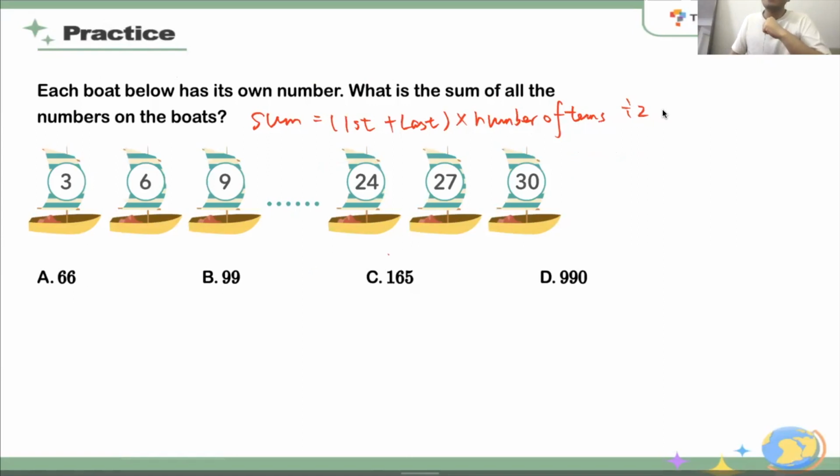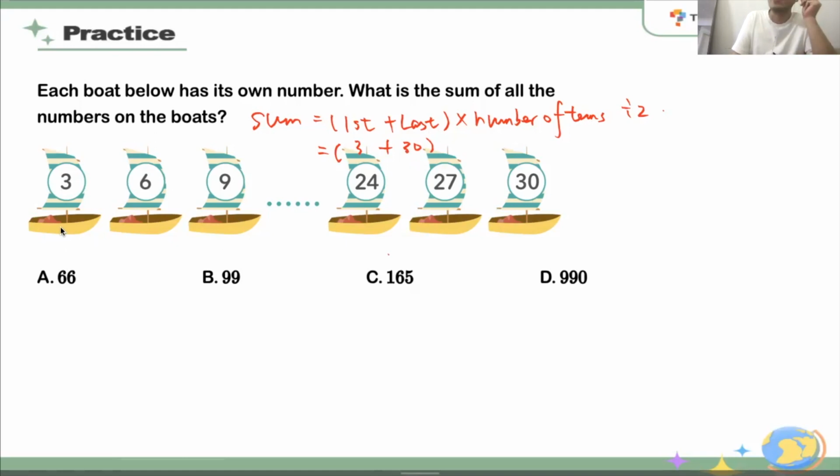Divided by 2. Okay, what is the first term? That is quite easy because you can easily find the first term in our sequence. That is 3, right? And what is the last? 30. Okay, the question is, how many terms are in this sequence? How can you work out the number of terms? That should be 10, right?